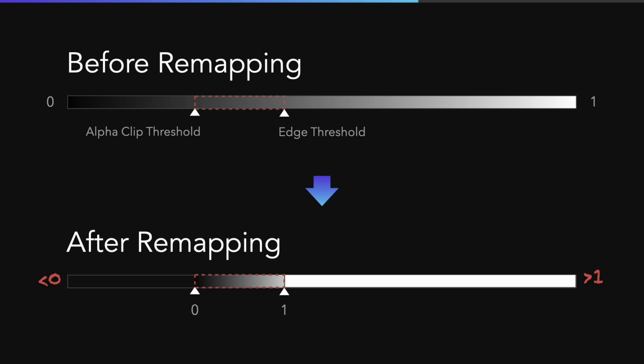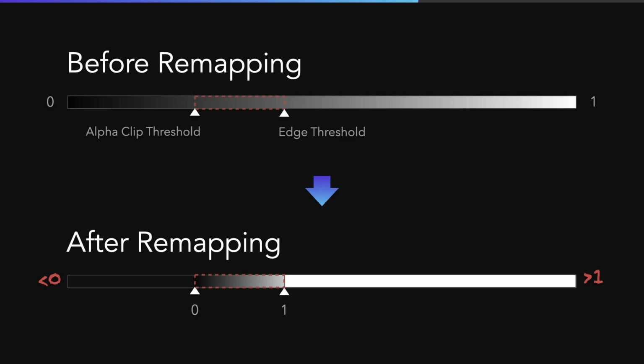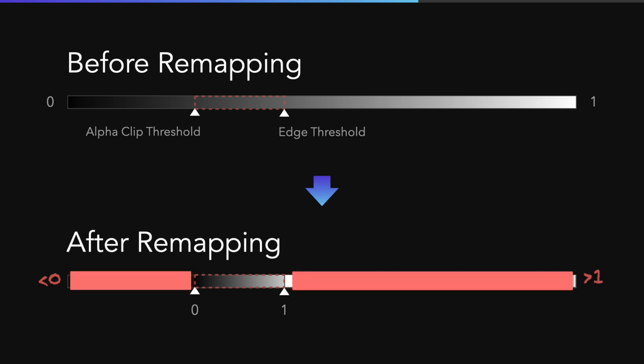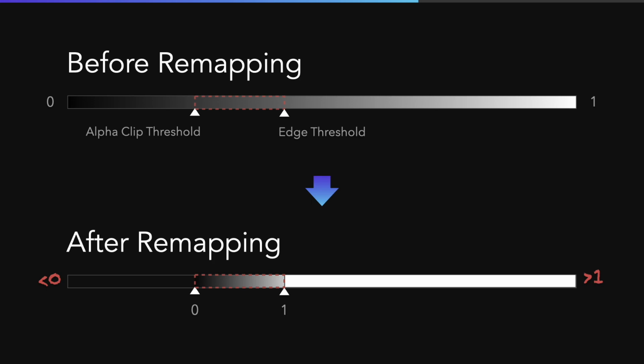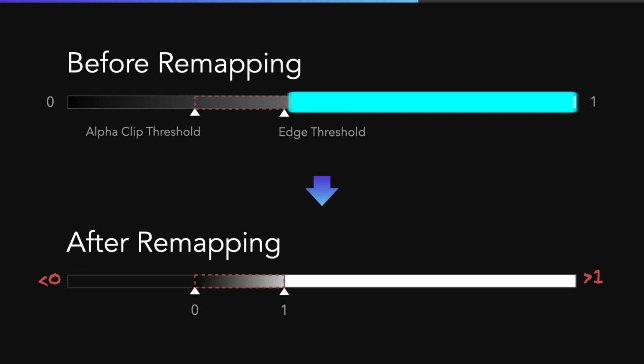As we already know, the alpha value between the alpha grid threshold and the edge threshold will be mapped to a number between 0 and 1. So, how about the alpha value outside the input range? They will still be remapped with the same ratio to values outside of the range 0 to 1. To be more specific, the values under the alpha grid threshold will be mapped to negative values, and the values above the edge threshold after remapping will be greater than 1.